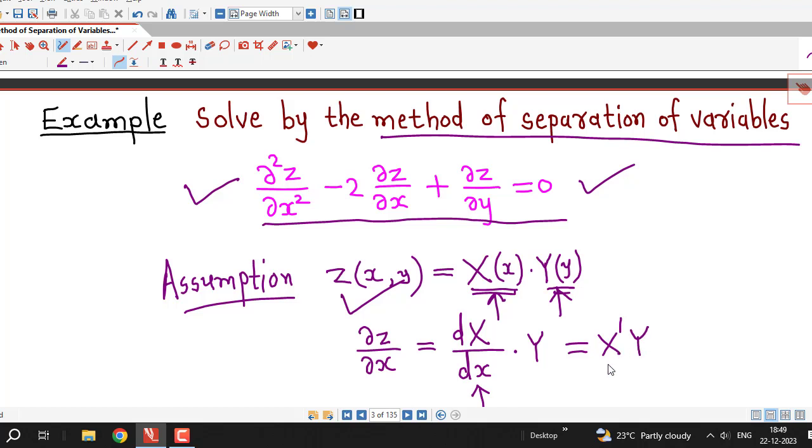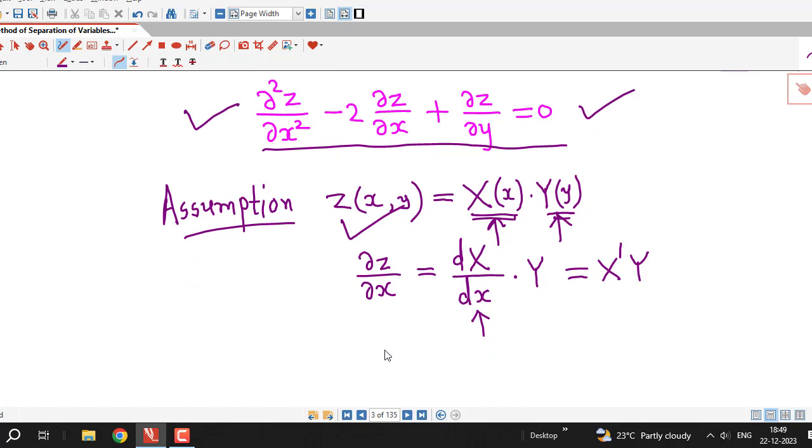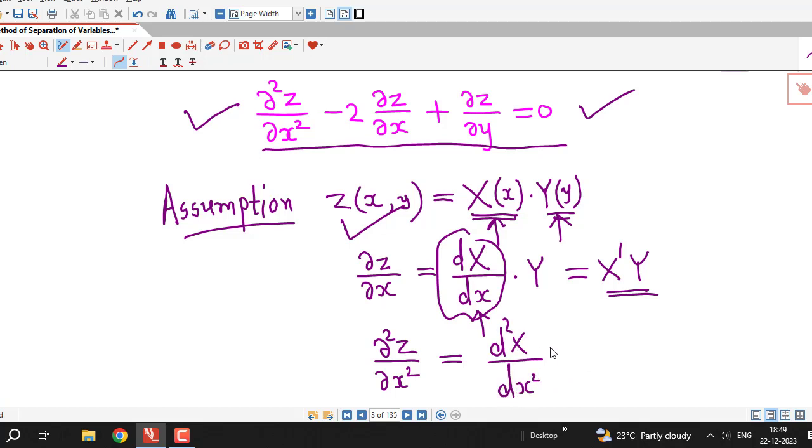X dash denotes the derivative with respect to small x. If I am interested in the second order derivative, then again I will differentiate this with respect to x considering y as constant. That means I have to write the second order derivative d square X by dx square times Y, that I can rewrite as X double dash Y.